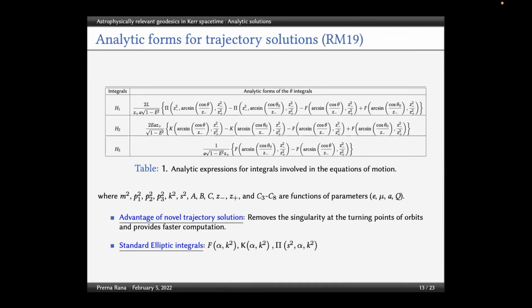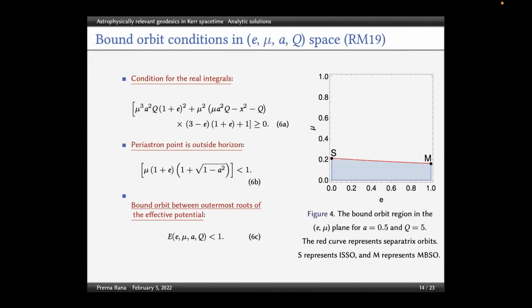Another advantage of using this trajectory solution is that it can be used to derive analytic solutions for various types of orbits. Okay, so before going into that, I would like to show the condition for bound orbit in E mu AQ parameter space, which we are using to solve these integrals. The conditions are given by 3 equations. The first condition is that the integral should be real, which leads to this particular equation. The second condition is that the periastron point of the orbit should be outside the horizon. And the third condition is that energy should be less than 1.